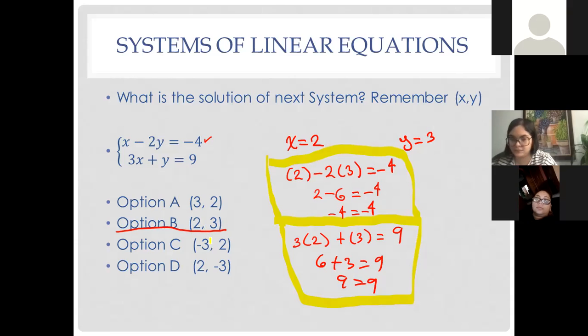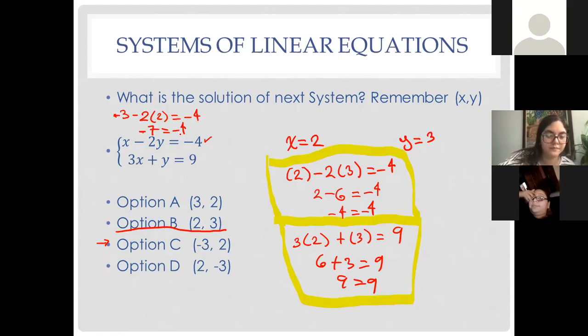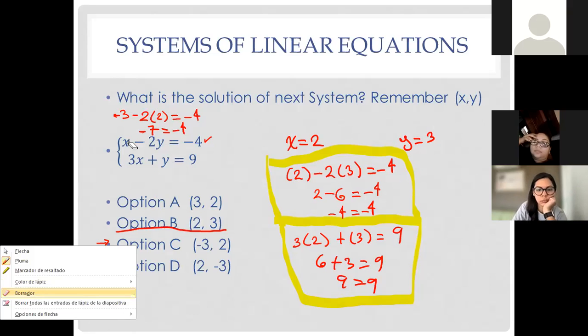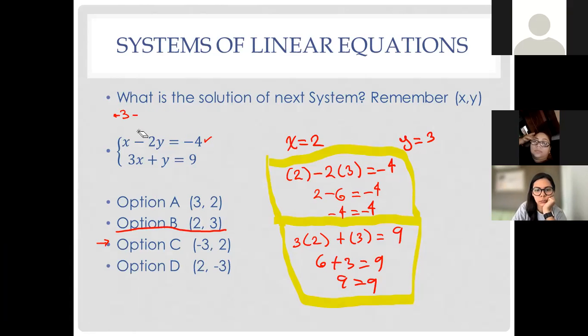Why is it not -3 and 2? Okay, -3 and 2. I'm going to show you just with the first equation. We will see that's not working. Here you're going to have -3 for the X minus 2 times that 2 over here. You're going to have -3 minus 4, that's going to be -7. So at the end, you're going to have -7 equals -4. As you can see, trying with this one, it's not the solution. You have something that is not true, a false statement, and it's not what we want. What we want is a true statement every time.